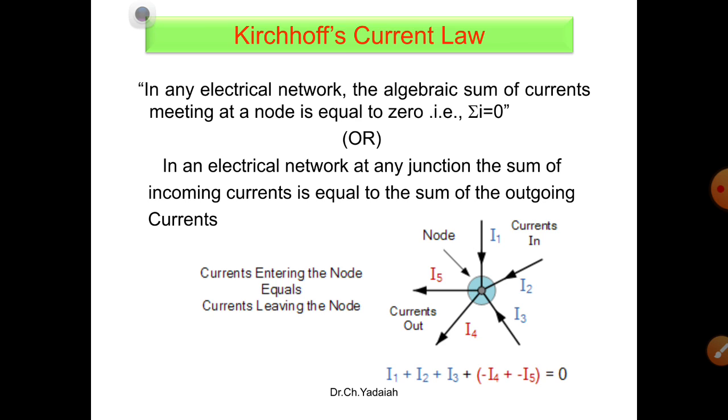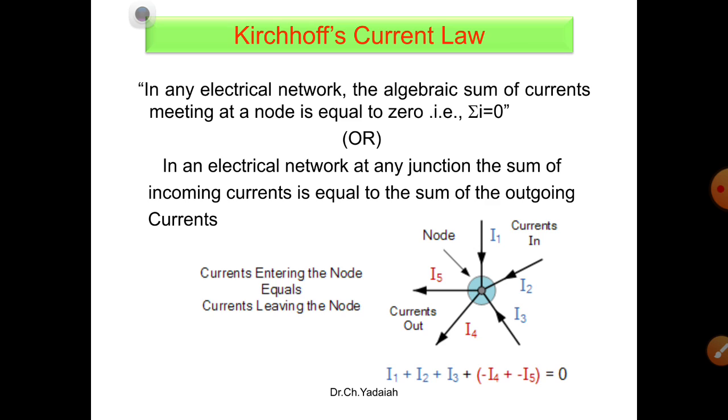Similarly, here also, the same thing. The algebraic sum of the currents entering the node is equal to the algebraic sum of the currents leaving that node. We can say it another way: in an electrical network, at any junction, the sum of incoming currents is equal to the sum of outgoing currents. Let us see one example. The currents entering the node: I1 is entering, I2 is entering, and I3 is entering. The sum of the currents entering is I1 plus I2 plus I3. 3 vehicles are entering the junction.